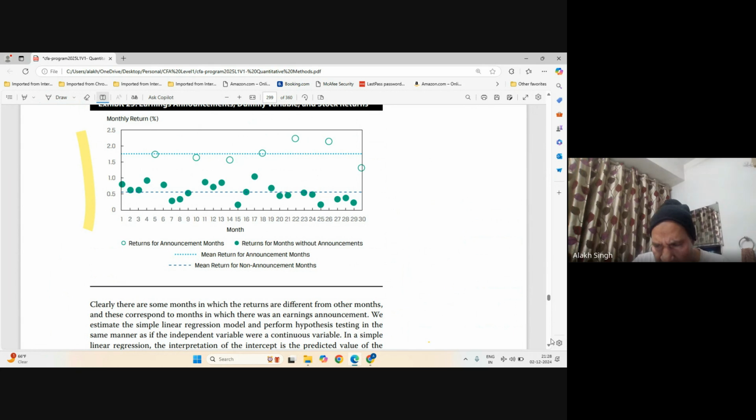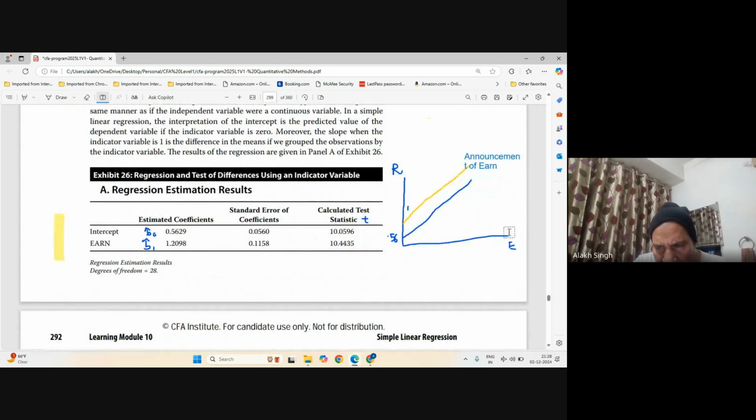So the correct diagram should let it remain month, not earning, though I had used it to explain. This one is time, T, or month. So the announcement changes your earning this way. That is what this dummy variable tells. Otherwise, earning without announcement, and this one is with announcement. Let me place it slightly here.